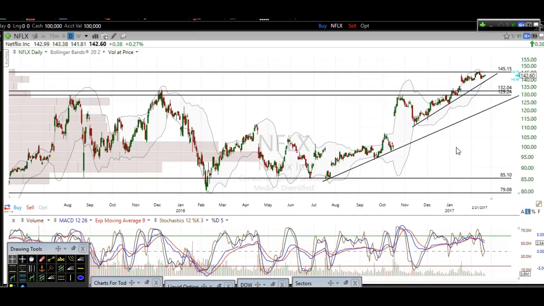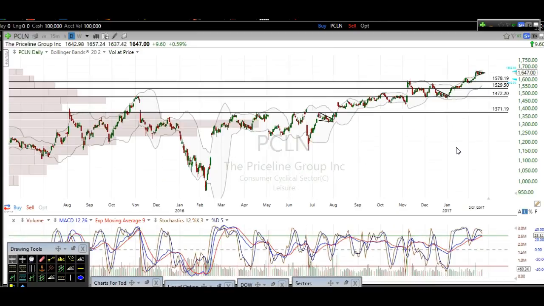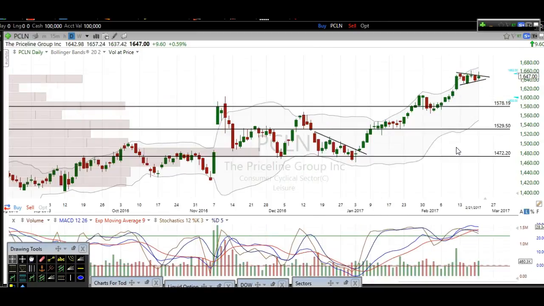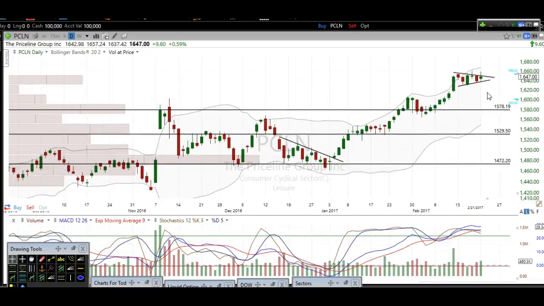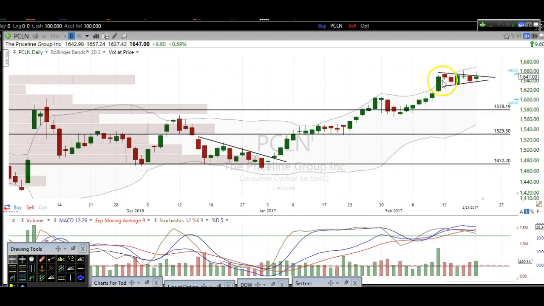The next one we're going to take a look at is Priceline. And Priceline, you can see here we're near all-time highs. These are pretty much all-time highs for Priceline, so very bullish stock. And here in the short term, we've got what I think looks like a bull flag right here, basically just a sideways consolidation pattern. And what you can look for is if we clear these highs right here at about 1660, then we can make new all-time highs and continue higher. So just pay attention to this little pattern here.